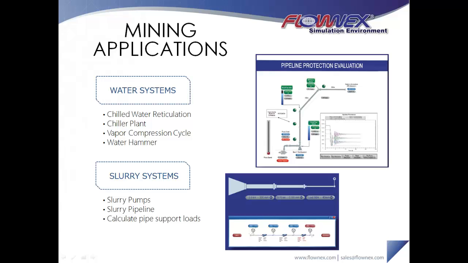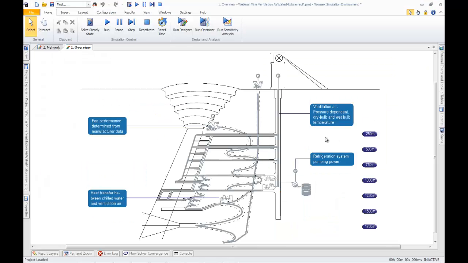Flownex is also capable of modeling water reticulation systems where you can determine pressure and support loads generated by pump trip, water hammer, size pump or spray nozzles to obtain even flow distribution, or minimizing pumping life cycle cost. Flownex also has the ability to model slurry systems which are applicable to mine backfilling, ore transport, and ash transport.